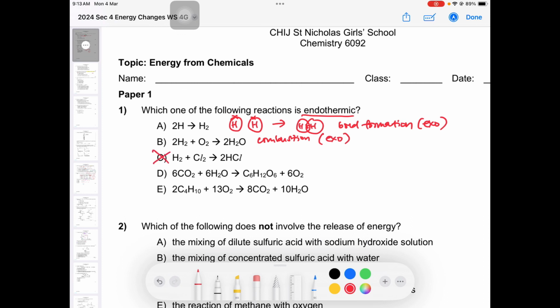You can ignore option C. Option D, you had to recognize that this is photosynthesis, where carbon dioxide and water are converted to glucose and oxygen. Photosynthesis is endo. The last one, C4H10 combines with oxygen, so this is again combustion, which is exothermic. So the answer is D.